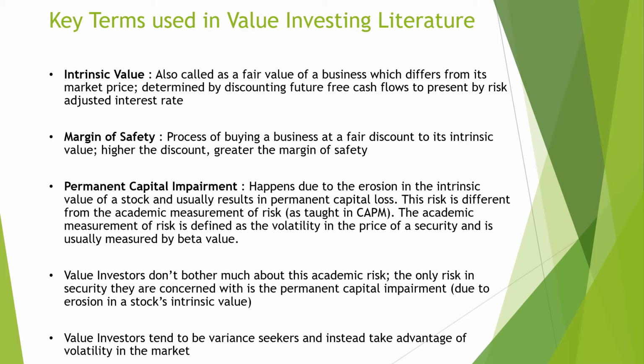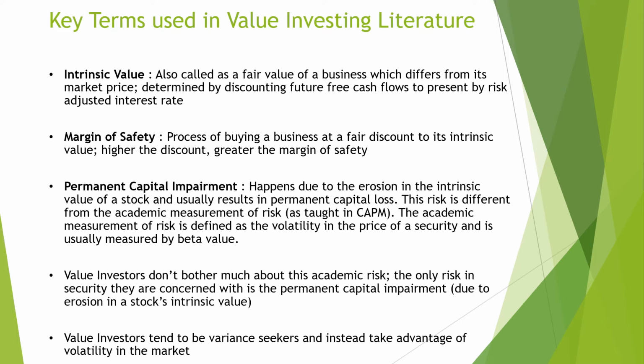And the last point is that value investors tend to be variance seekers. When I say variance seekers, it means they don't pay much attention to this academic measurement of risk, which is the beta and standard deviation value. Instead, they take advantage of mispricings or volatility in the market. We saw that last year, in March 2020, with the onset of the pandemic and the lockdown, the Nifty fell from, let's say, 12,500 to 7,500, a drop of 5,000 points in just 10 or 12 days.